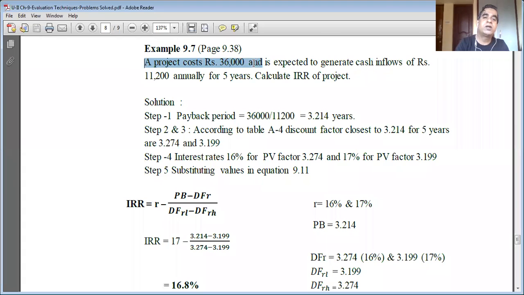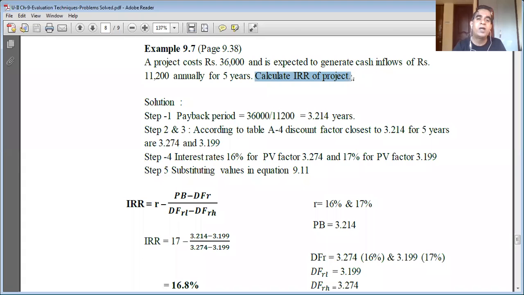A project costs 36,000 rupees, meaning it is the initial investment, and is expected to generate cash inflows of 11,200 rupees each year, annually, for 5 years. So year 1, 11,200 rupees, year 2, 11,200 rupees, year 3, 11,200 rupees, like this for 5 years. Calculate the internal rate of return of the project. So we are determining the internal rate of return of an annuity. Remember this.